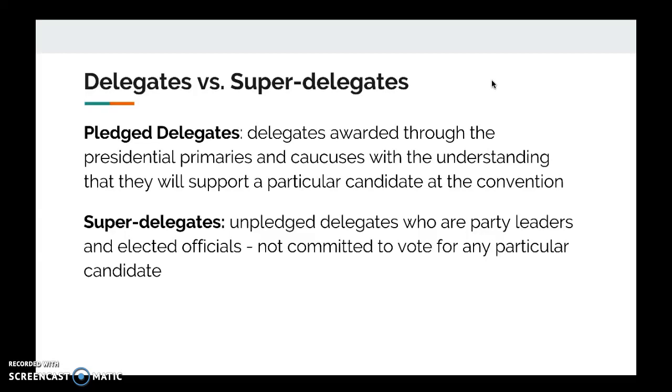The delegate system, of course, was designed to weaken the power of party bosses because it puts the power back with the people, in that most parties try to choose delegates from lots of different demographics and socioeconomic classes, etc., the pledged delegates, while the superdelegates do tend to be party leaders and elected officials.